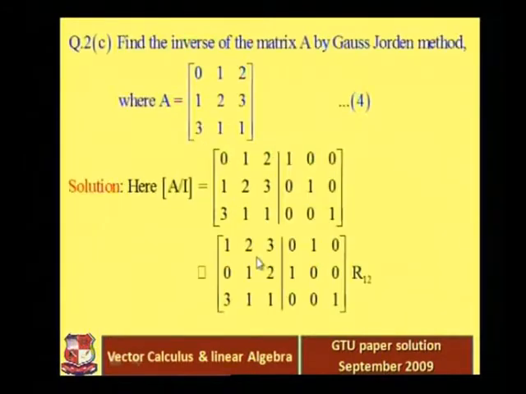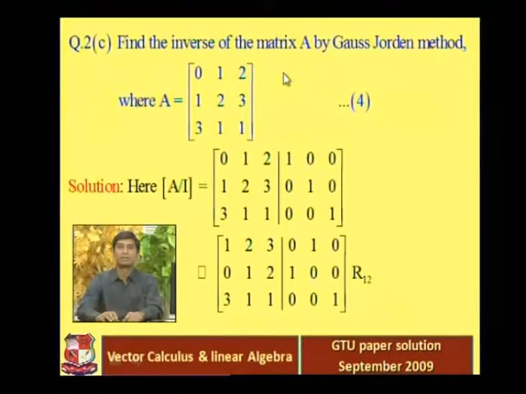Next question, this is question 2c. Find the inverse of the matrix by the Gauss-Jordan method, where A is equal to: the first row is 0 1 2, the second row is 1 2 3, and the third row is 3 1 1. This question is for 4 marks.